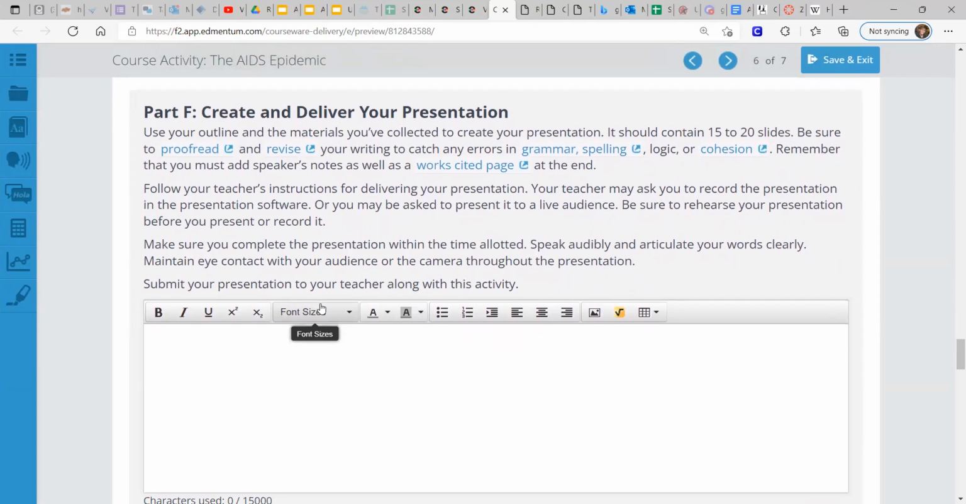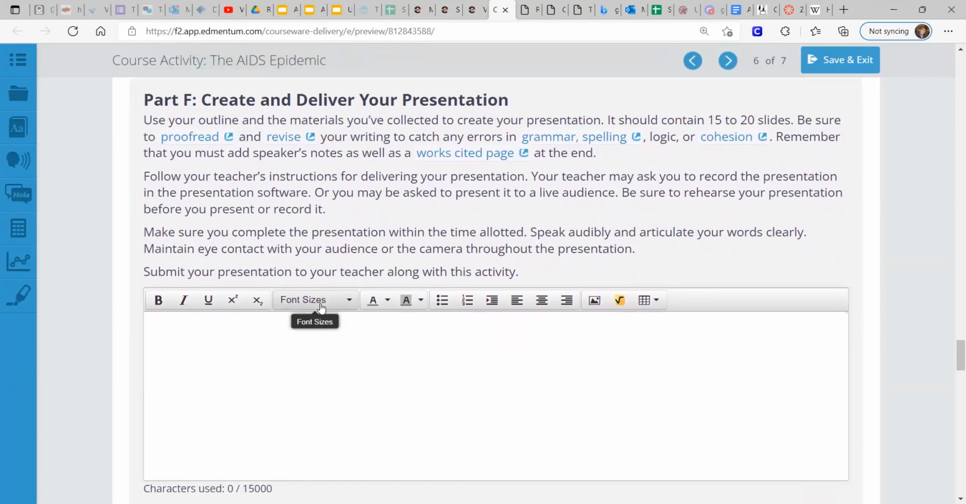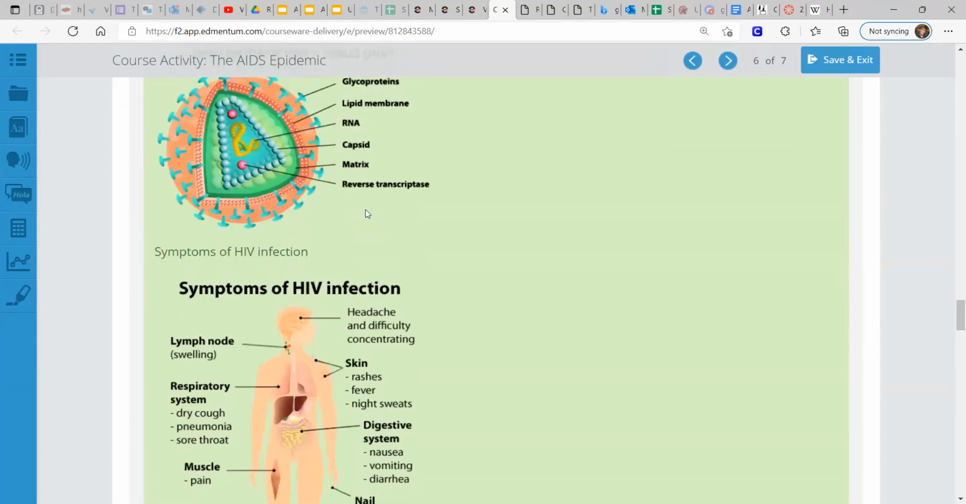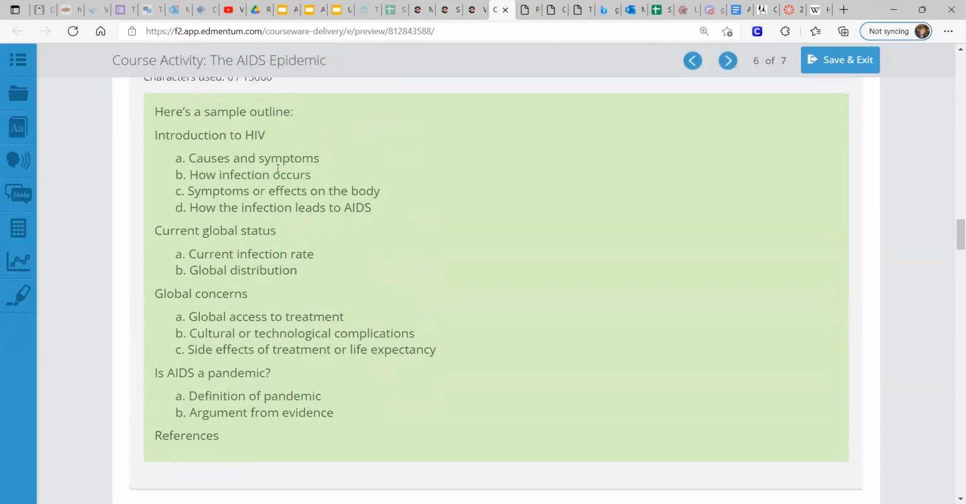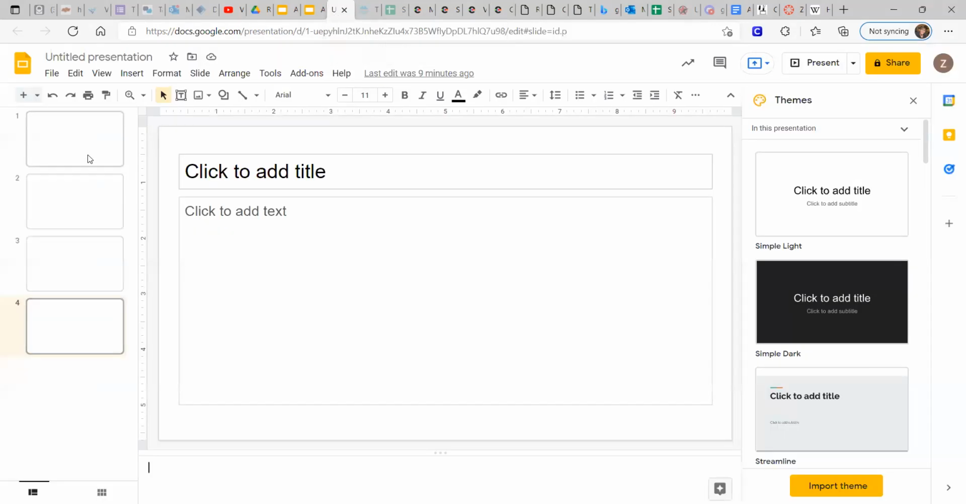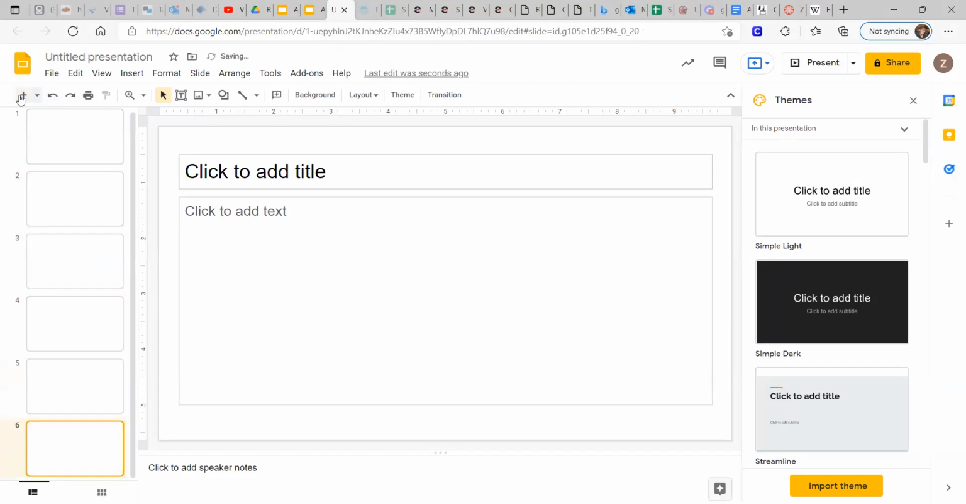And then part F is the last step here. And you just want to take this outline and then put it in a Google Slides presentation. So you'll have opening slide, the intro, body paragraph, body paragraph, body paragraph, conclusion, and then you may have like 2 or 3 slides per intro and body paragraph and conclusion.